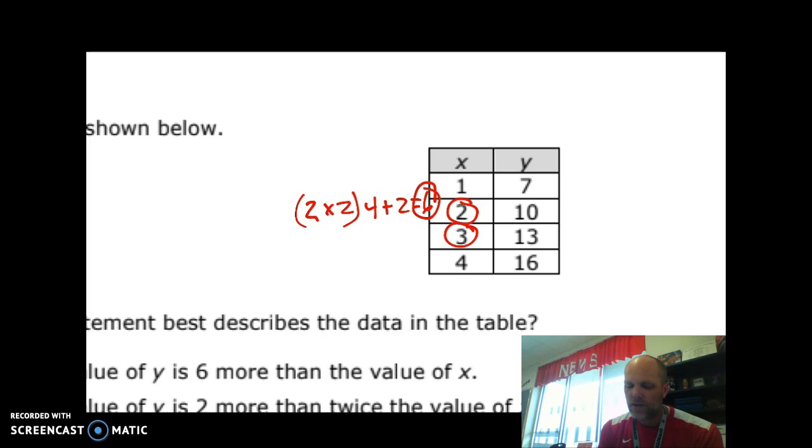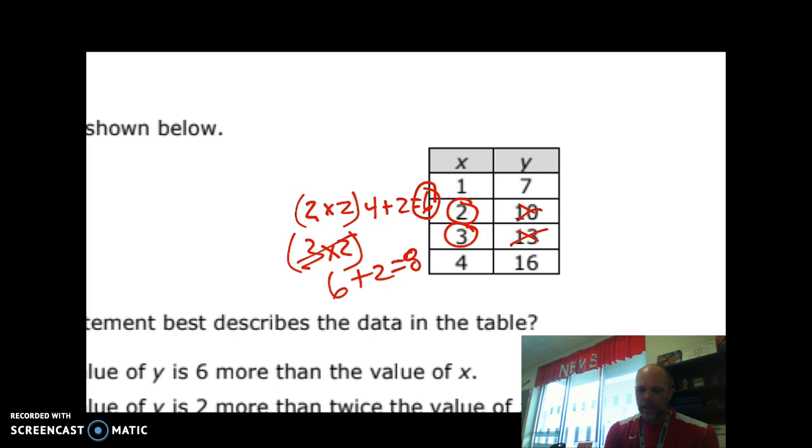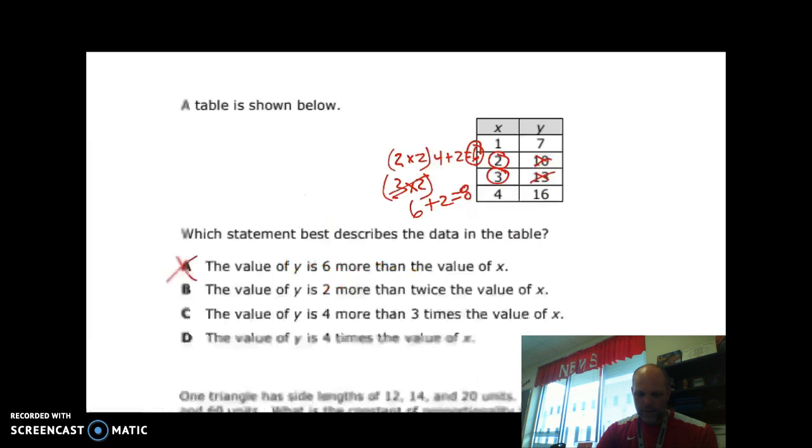So it said that it's 2 more than twice that number. So you have to do twice that number of 3, right? That means 3 times 2, which is 6, right? But then it said 2 more than that. That would be 8, whoever was just saying that. Well, it doesn't equal 13, does it? So it cannot be, what letter was that? That would be, cannot be B.